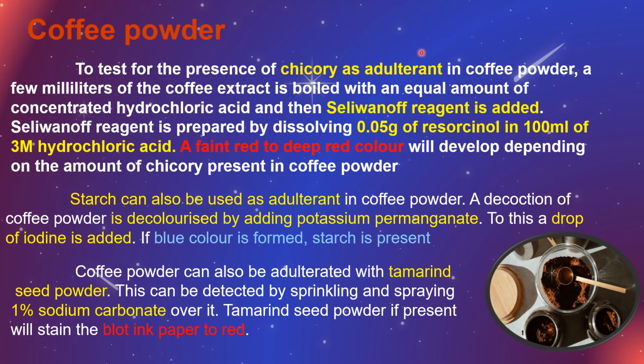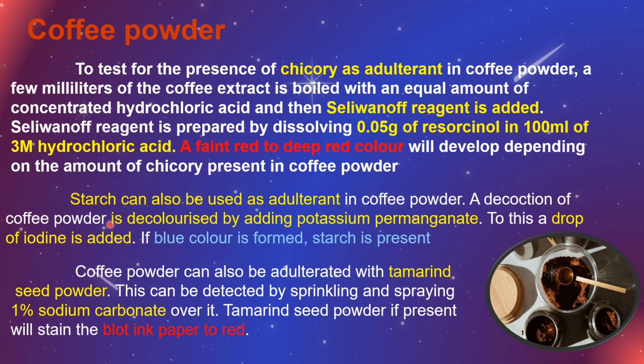Next is the adulterant present in coffee powder. The main adulterant is chicory. Chicory, we get from the root. It is added to the coffee to give strength. Its presence can be detected by Selivanov reagent. Selivanov reagent is nothing but 0.05 gram of resorcinol in 100 ml of hydrochloric acid. If chicory is present, a faint red to deep red color will develop.